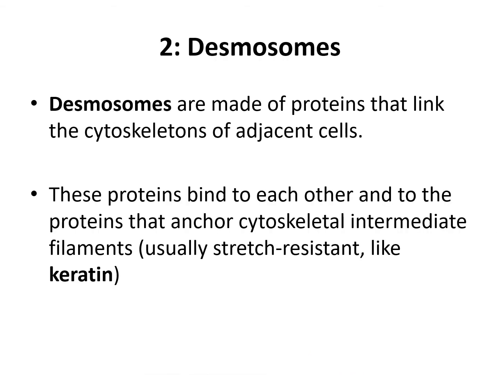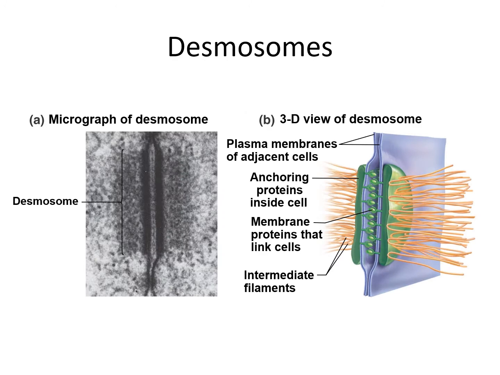Desmosomes are very strong attachment points between cells. So they connect the cytoskeleton of one cell to the cytoskeleton of the next cell, and they act a lot like rivets. Here we can have a closer look at one of these desmosomes. Again, they are quite rivet-like, they're very localized, and on the left you're seeing a photograph taken with a transmission electron microscope, so very, very high magnification. We've got two cells. The plasma membrane of one is roughly along here. The plasma membrane of the other one is roughly along here.